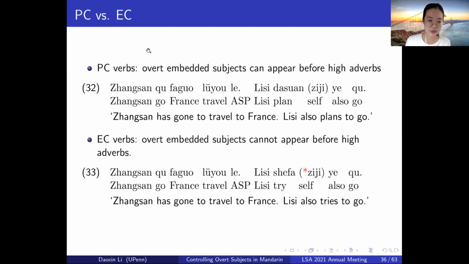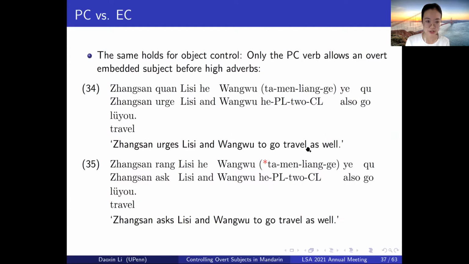Now for partial control verbs, the overt embedded subjects can appear before those high adverbs. So "self also go" is grammatical, but it is ungrammatical under exhaustive control verbs. So "try self also go" is bad. And again, this is true for object control.